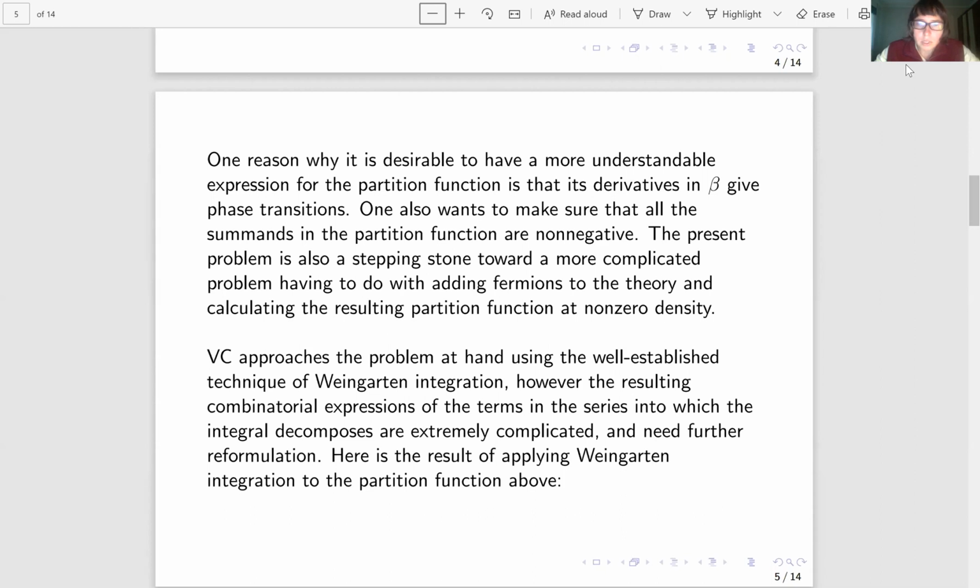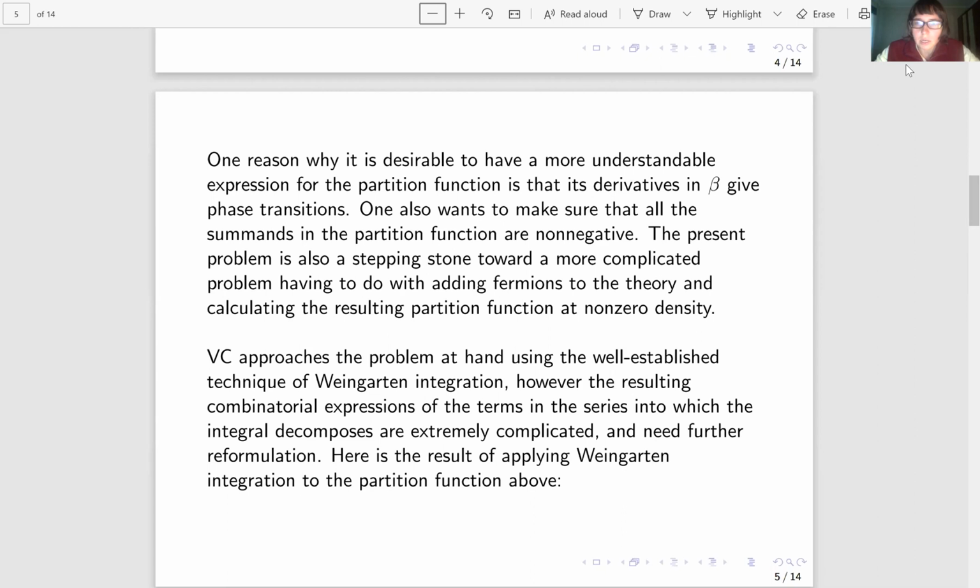But let me just, this is what I understood from what Vova Chelnokov explained to me and from reading some papers anyway. So, like I said already, we have this parameter beta, and in principle, we want to consider this integral as a function of beta, and we want to take derivatives in beta, which give phase transitions for this model.